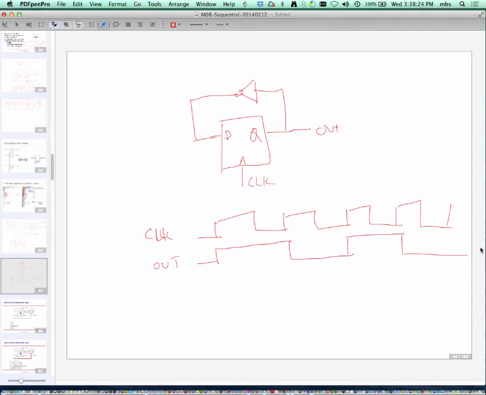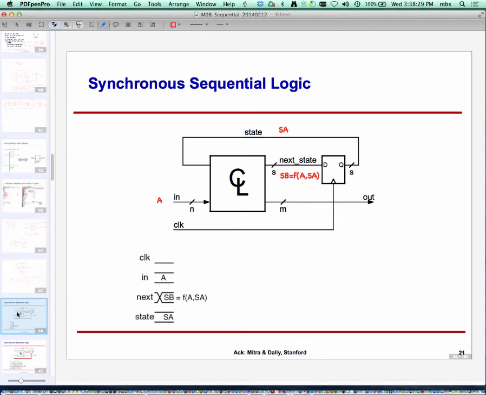So we'll see how it goes. Now let's see how, in general, these things are going to play out. A general sequential logic. Oh, go ahead.